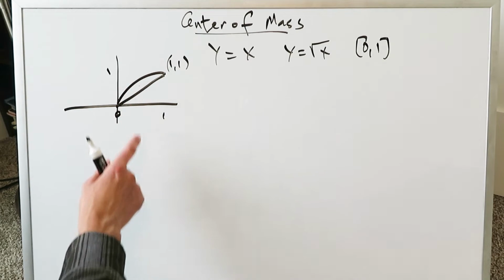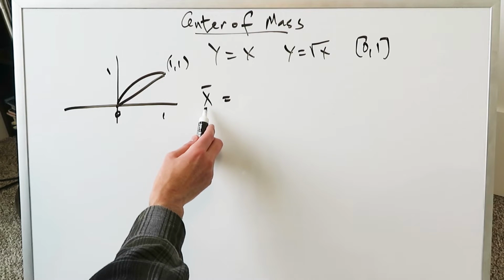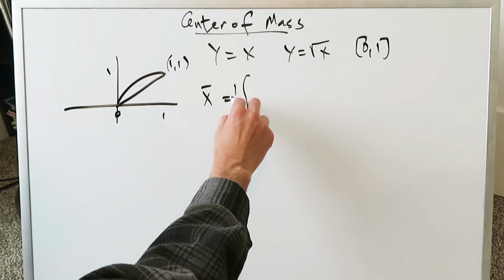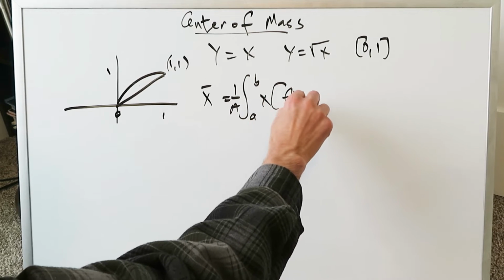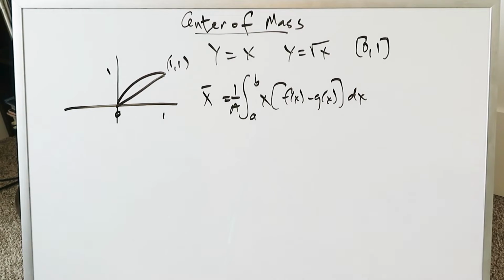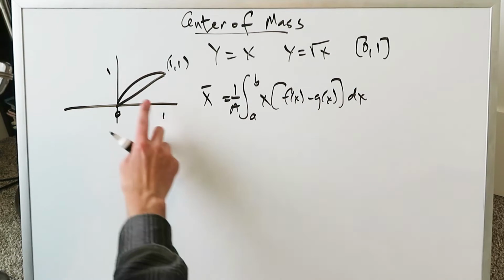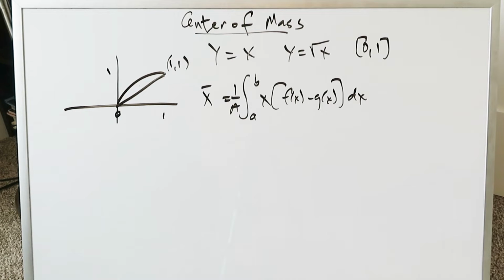Now, because we have two curves involved, the formula differs a little bit. You have the x value of that center of mass coming here: 1 over A, integral from a to b of x times (f of x minus g of x) dx. You see how there's a little bit of a change because we have two curves involved. The difference of those two curves will bring you to your x value determination.